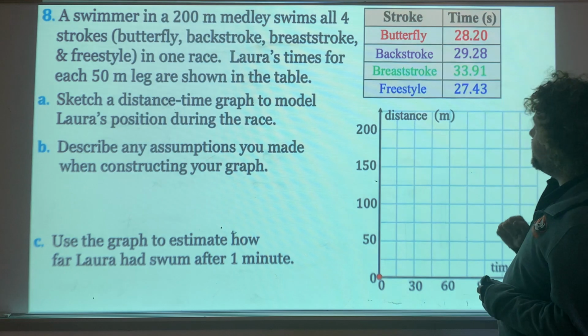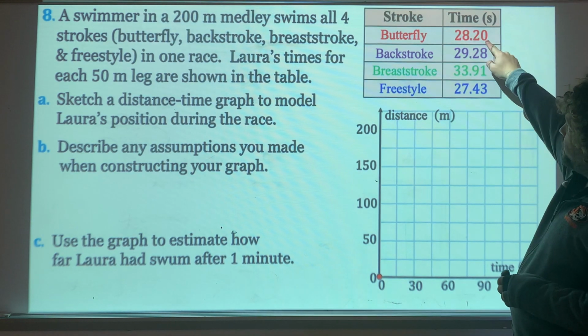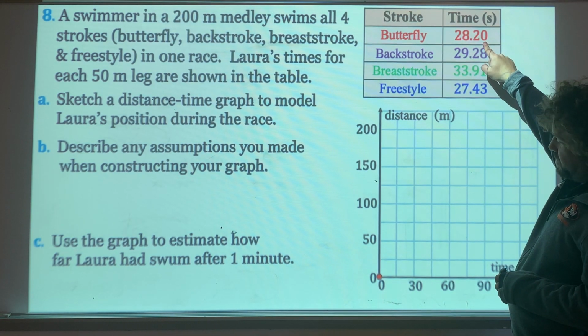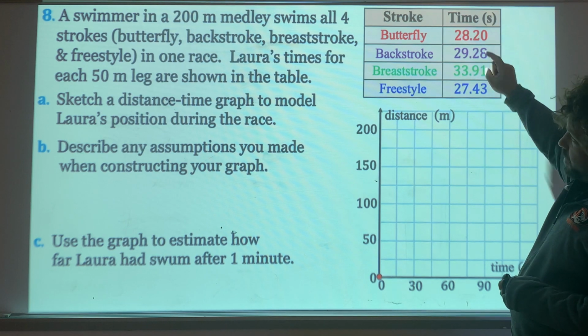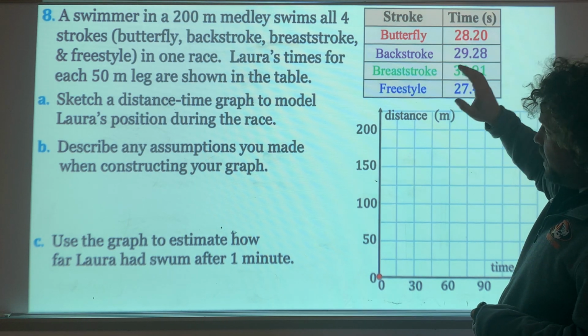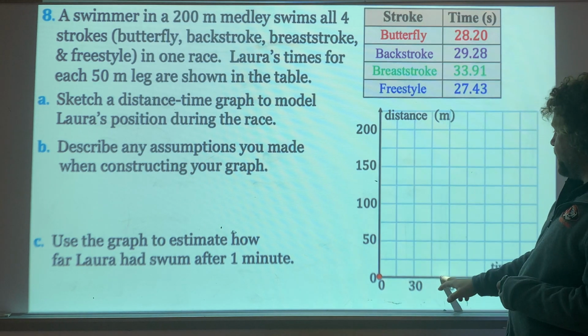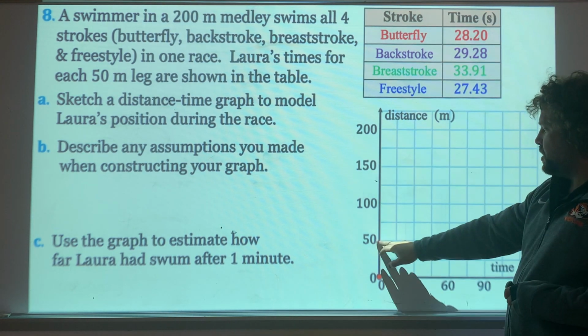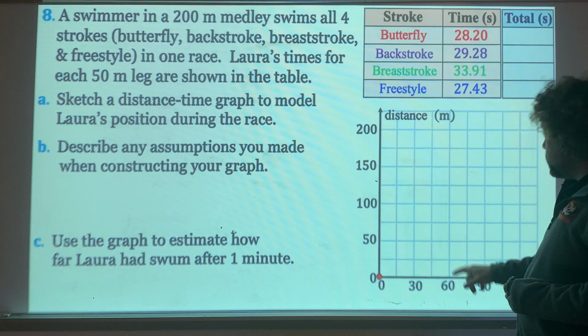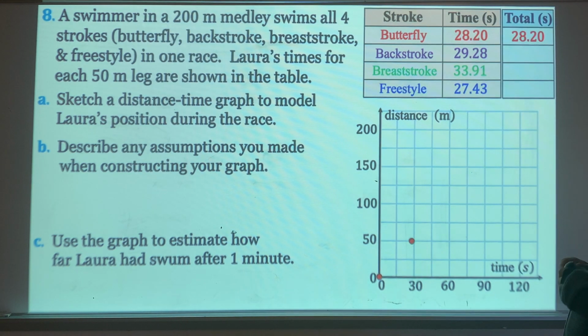So watch what you have to do here. So she swims the butterfly for 20.8 seconds. All right. So her times for each 50 meters. So it takes her the first 50 meters to swim this much. This is your distance. So up to 50 meters, it takes her 28.2 seconds.